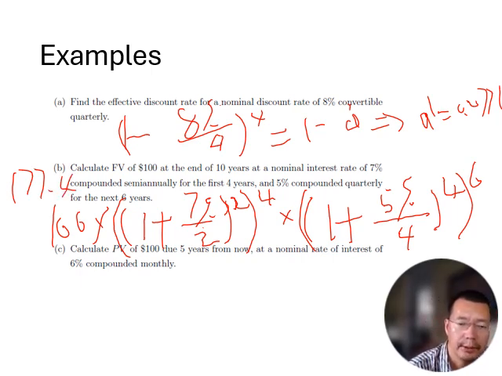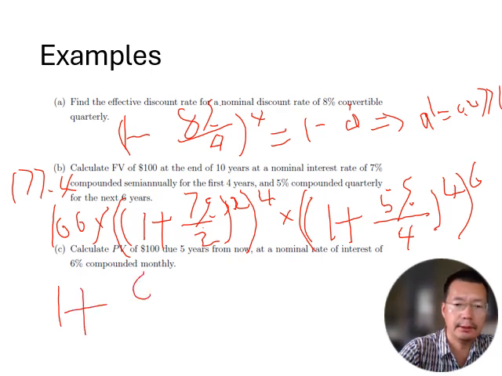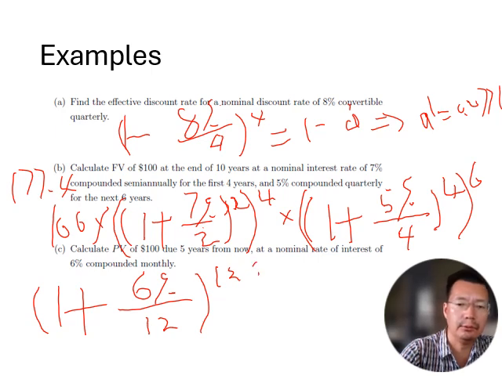The third example, calculate present value of $100 due 5 years from now at a nominal rate of interest 6% compounded monthly. So again, we write out this 1 plus 6% divided by 12 to the 12th. This is the effective rate in a year, but since this is in 5 years, you have to do this rate to the 5th power, which is equal to 12 times 5, so the 60th power. Then this would be present value of $100 that is due in the future.